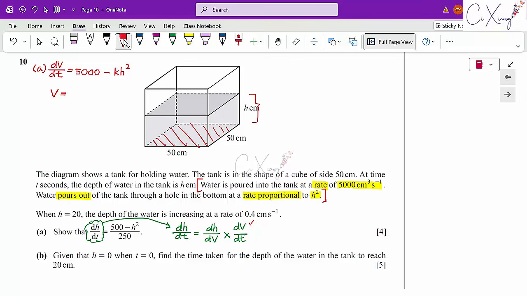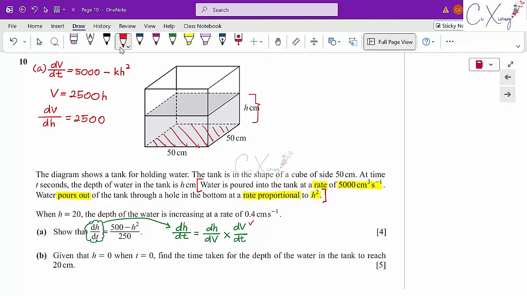So the area of the base is 50 times 50, so you should be having 2,500. Agree? All right. Then after that, you're having multiply with h so that you can get the volume. And from here, this equation, if you continue to differentiate it with respect to h, then you'll be having dV/dh equals to 2500.